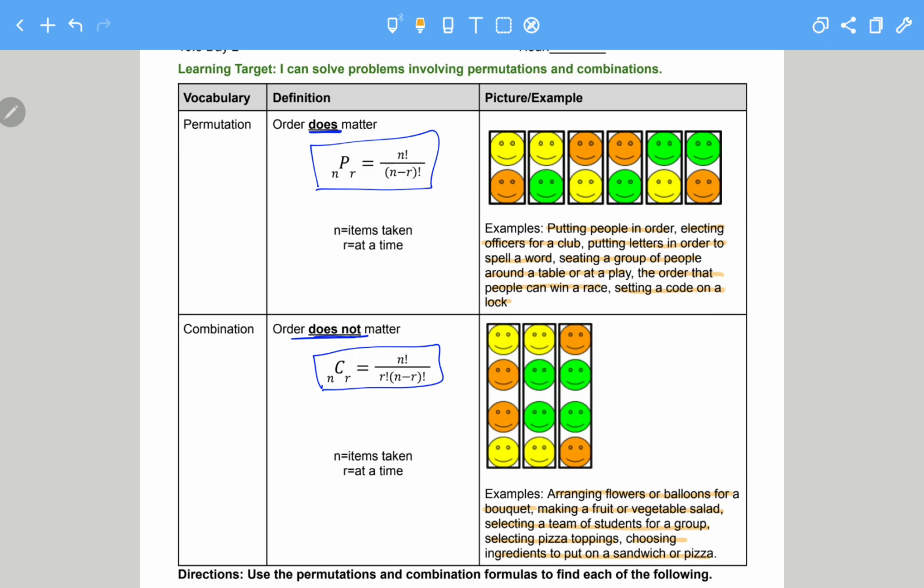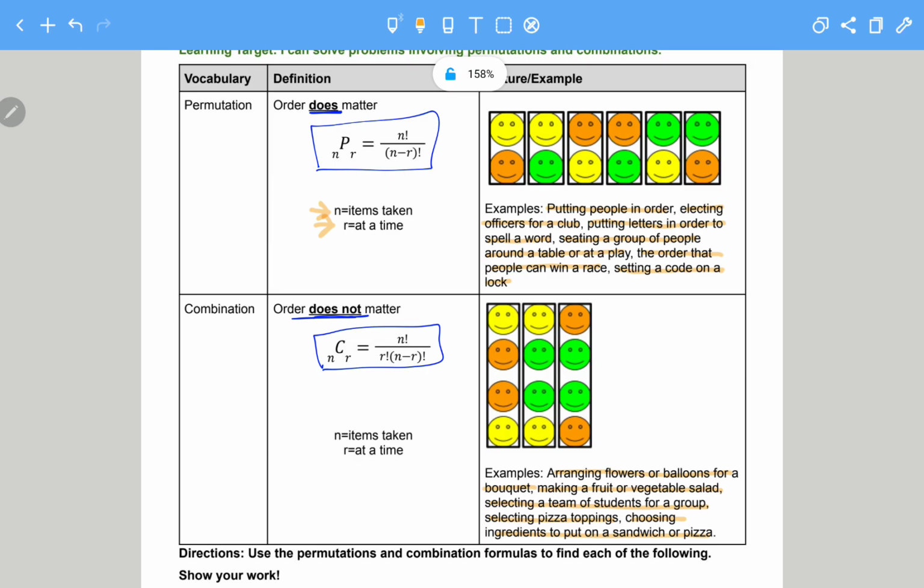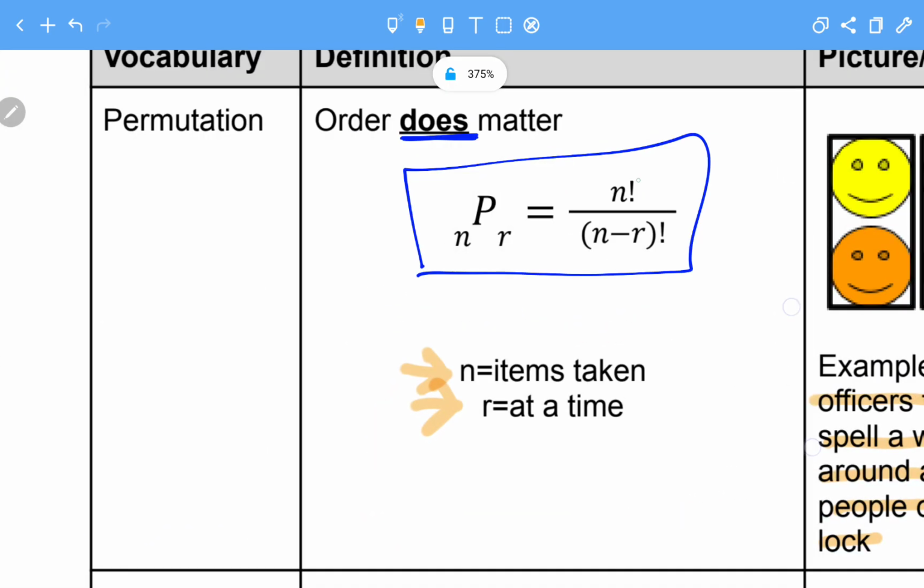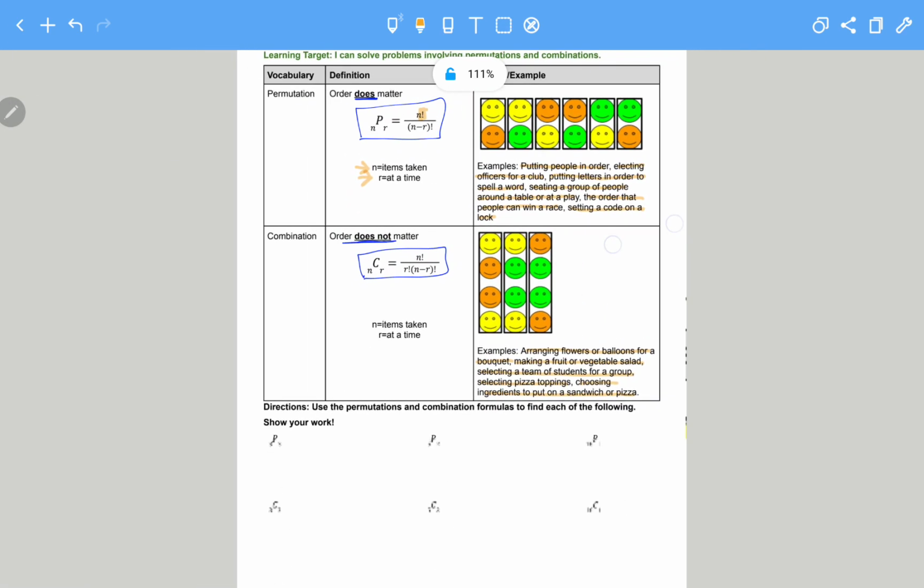Okay. Now these two different formulas, there's two parts in each of them. There's an N, which is the number of items taken, and there's R, the number taken at that time. So kind of your options and then how many you're choosing. Same thing for combination. Okay, it's just in a different order. And remember this exclamation mark. Okay, that means we're going to count down as we multiply. So let's try some.